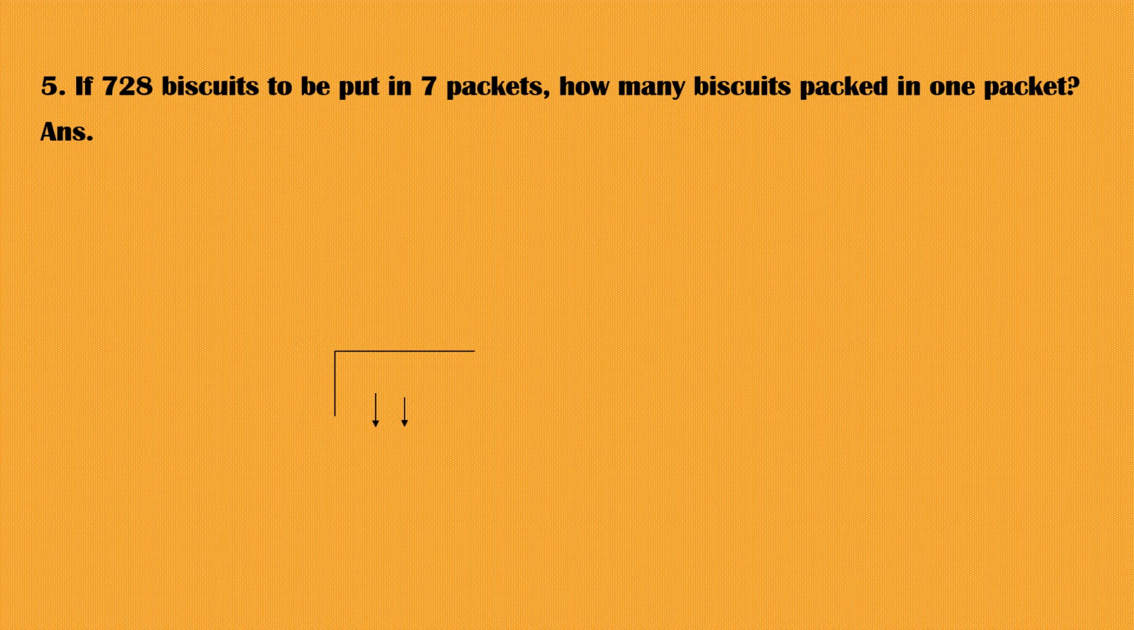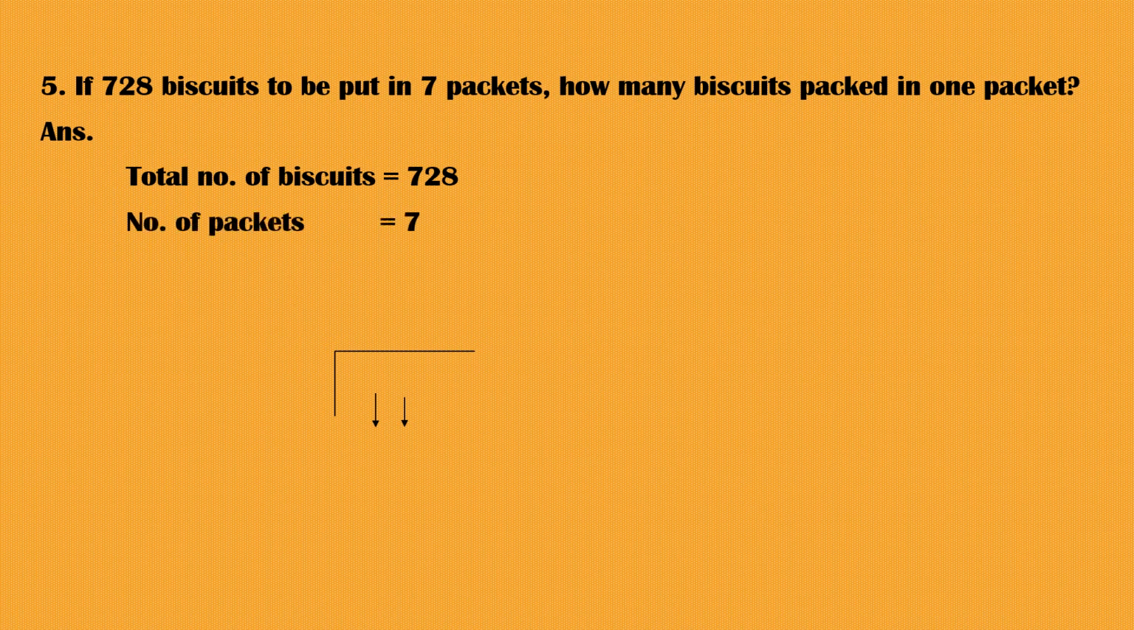You will do division. First you mention the total number of biscuits, then you mention the number of packets. Total number of biscuits is 728 and number of packets is 7. So 728 is your dividend and 7 is your divisor. Now you are going to divide it. 7 ones are 7. 7 minus 7 is 0. Then bring down the next number, 2.